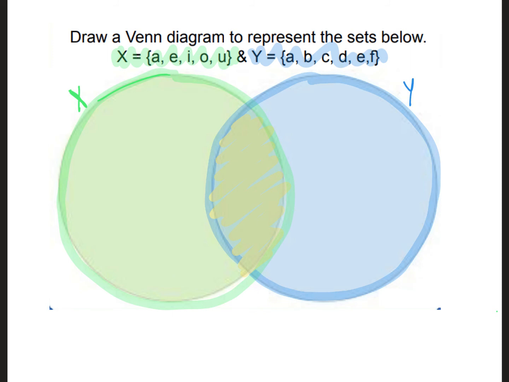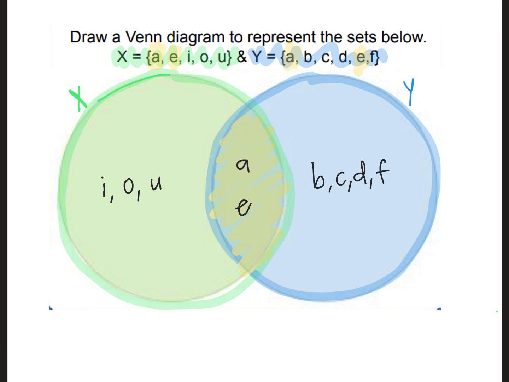So they're elements that are in X and in Y. So I notice X has A and Y also has A as an element. So inside that middle circle, we know for sure we'll have A. I also noticed that we have E in X and E in Y. So we'll also have E in the middle. Now everything else goes in its respective set. So I, O, and U aren't a part of Y, so they're going to go over here, I, O, U, in set X. And then in set Y, we have B, C, D, and F. B, C, D, and F, and those are in Y.